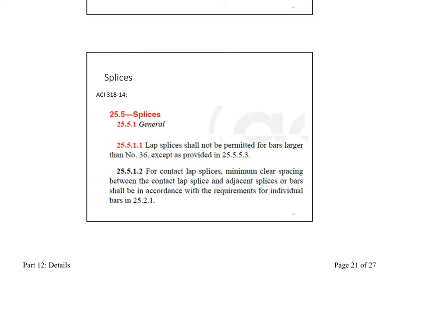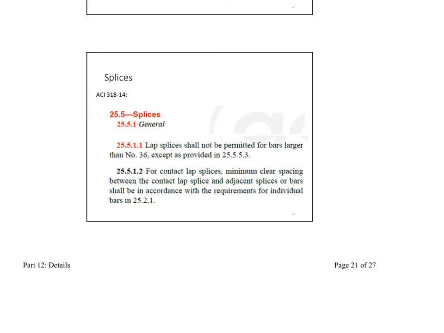Last part we're talking about is the splices. What is a splice? It's when you've ended your bar and you want to continue this bar to keep going within your member. Now the lap splices are the most commonly used types of splices. People use welding, mechanical couplers, threaded couplers, grouts, couplers with grouts. All of these are more expensive methods to splice your bars, and if they're to be used, they're to be used in very, very limited and critical cases. Otherwise, what you would go with is a lap splice.